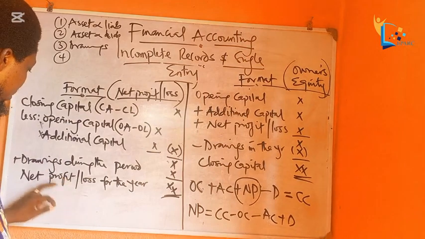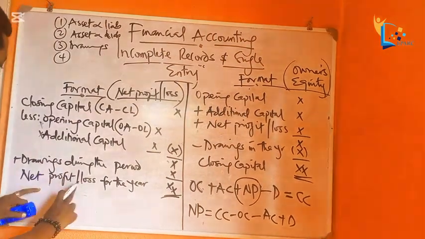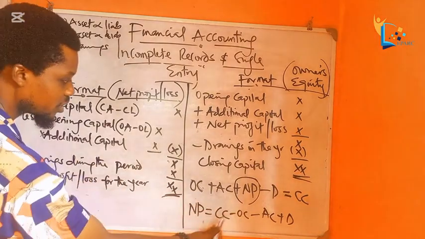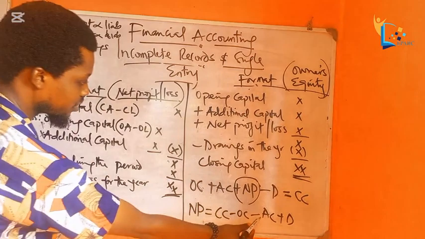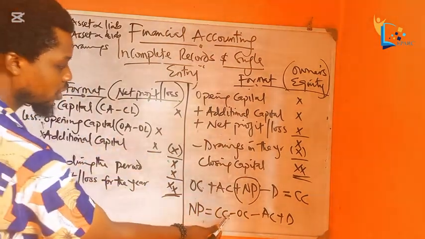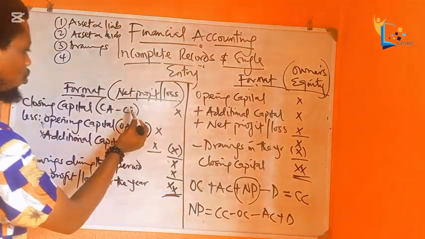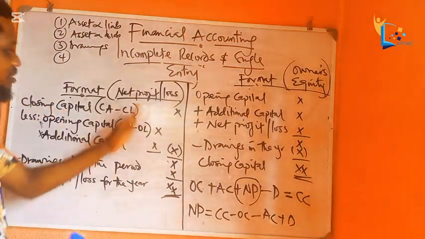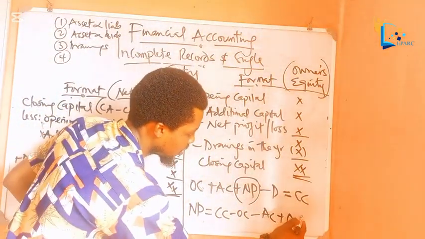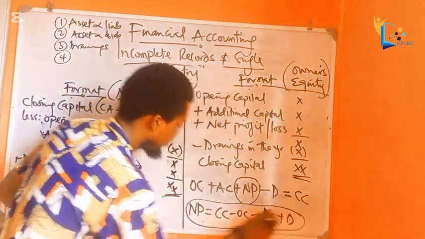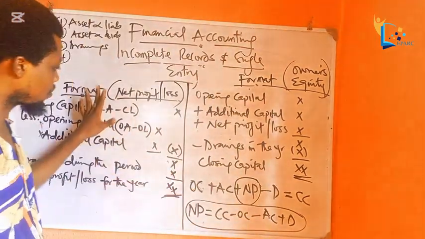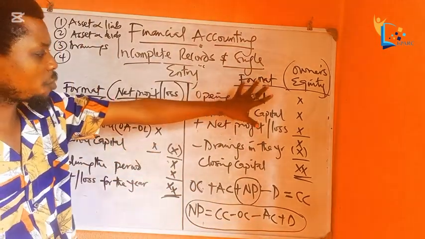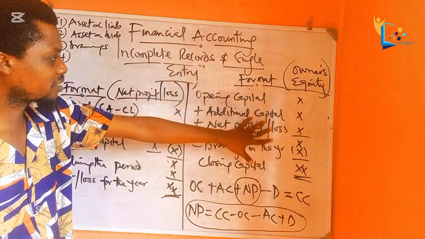Do you get it? It's the same thing that we have here. Say it's net profit, then you add drawings. See, the drawings is added. Then you deduct additional capital. See it here. Then you deduct what? Opening capital from what? Closing capital. It's the same as what we have here. Don't get confused, please. What we have here is the same thing as what we have here. So this is the format for owner's equity.